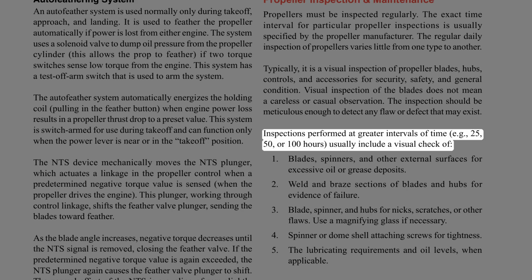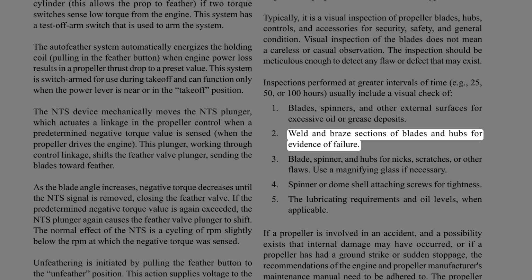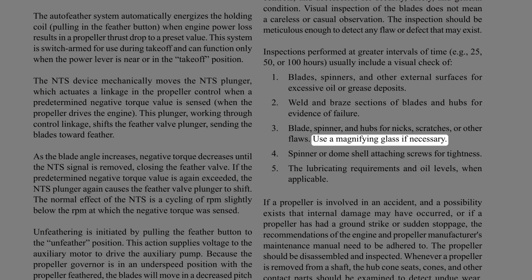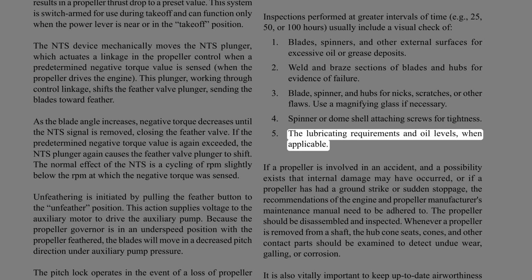Inspections performed at greater intervals of time, e.g., 25, 50, or 100 hours, usually include a visual check of blades, spinners, and other external surfaces for excessive oil or grease deposits. Weld and braze sections of blades and hubs for evidence of failure. Blade, spinner, and hubs for nicks, scratches, or other flaws. Use a magnifying glass if necessary. Spinner or dome shell attaching screws for tightness. The lubricating requirements and oil levels, when applicable.